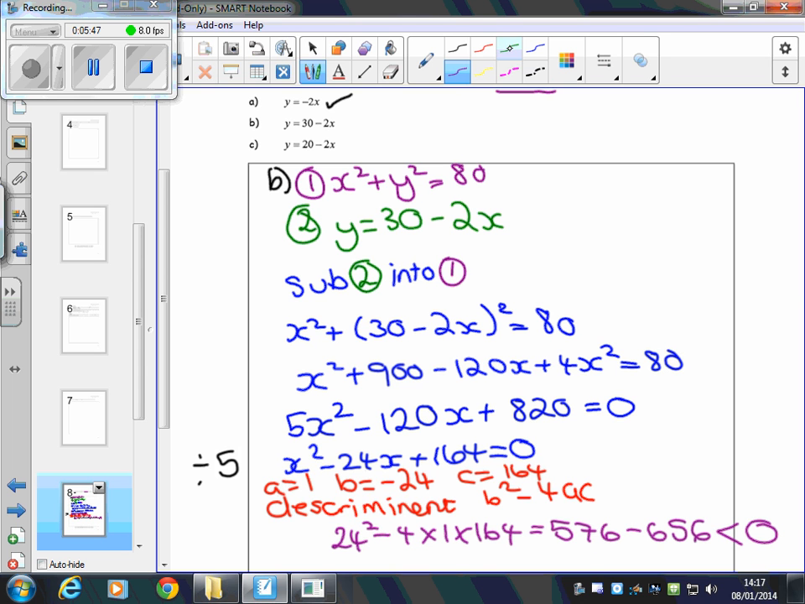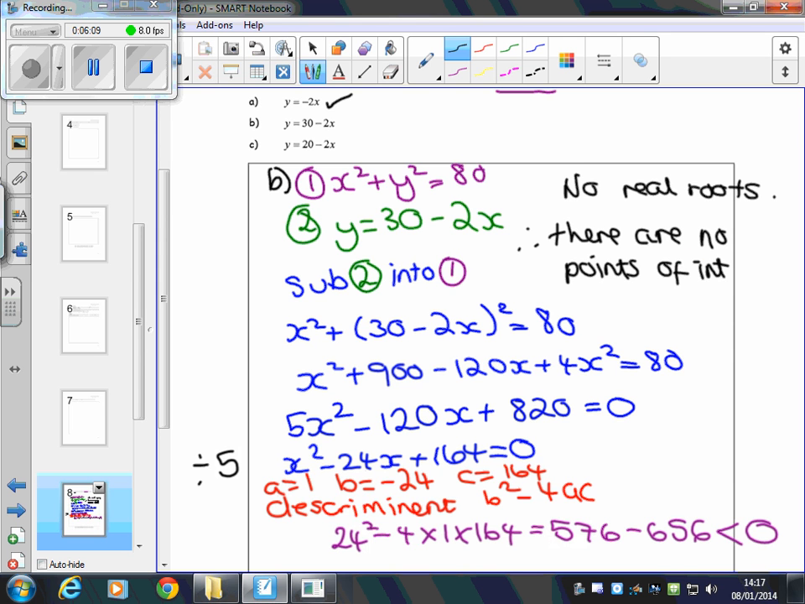And when the discriminant is less than 0, that means that there are no real roots. And in this case, that means there are no points of intersection.